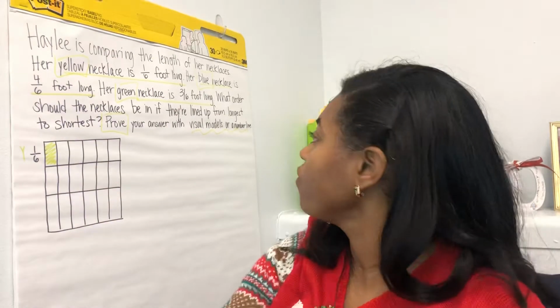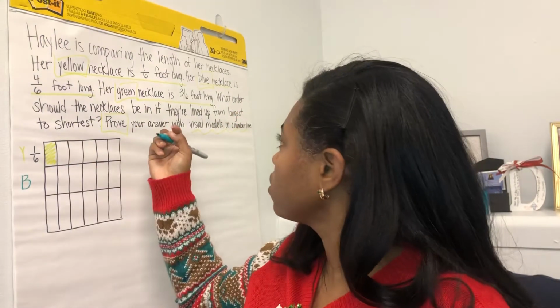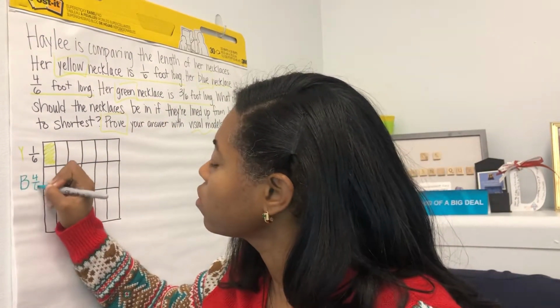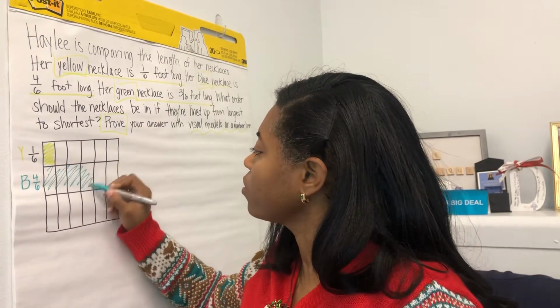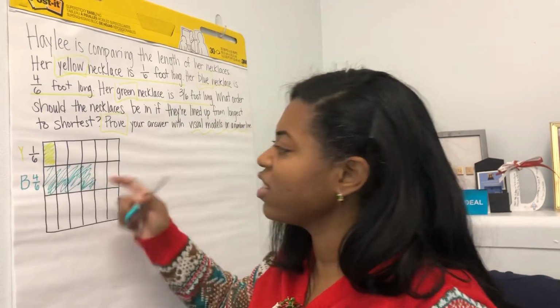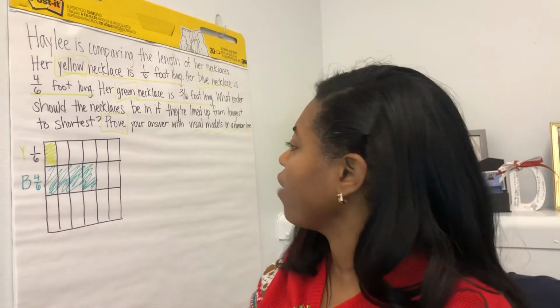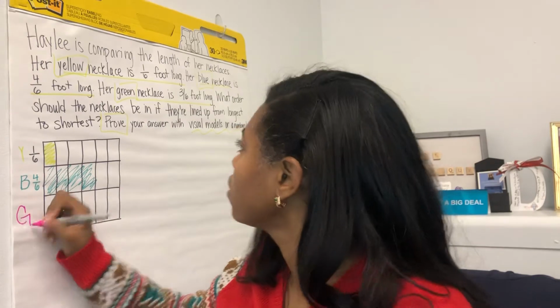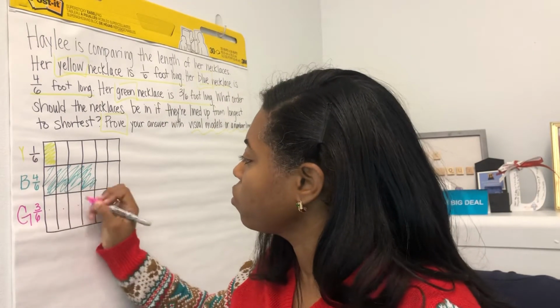And then I have the blue necklace, which represents 4/6. And I'm going to shade in 4 to represent 4/6. And I can already see the blue is way longer than the yellow. And then I have the green necklace, and it represents 3/6. So I'm going to shade in 1, 2, 3.